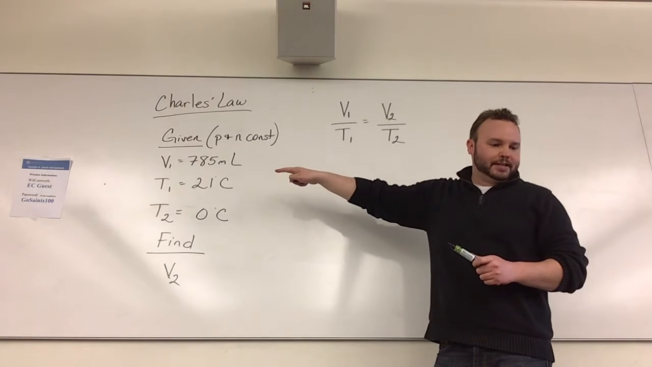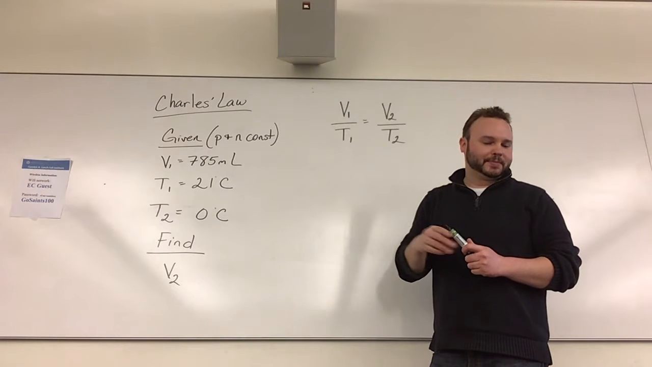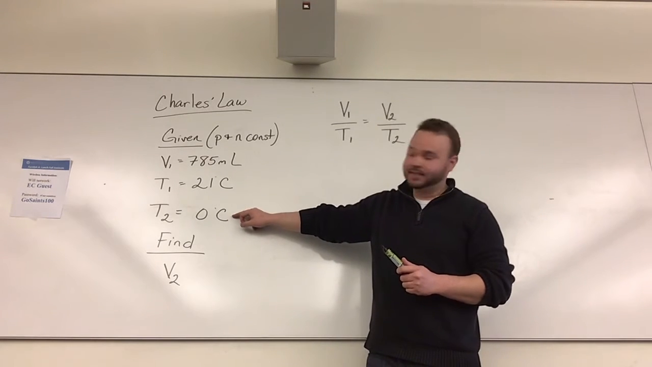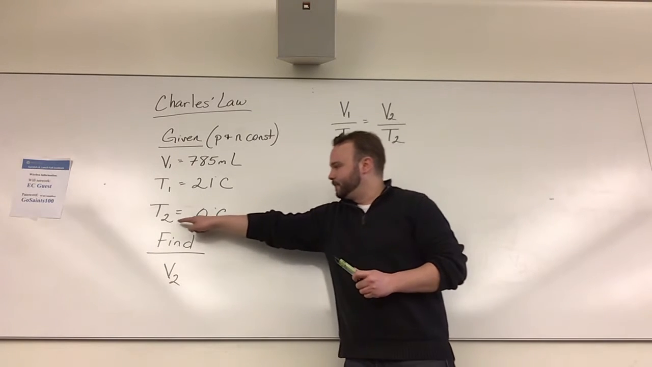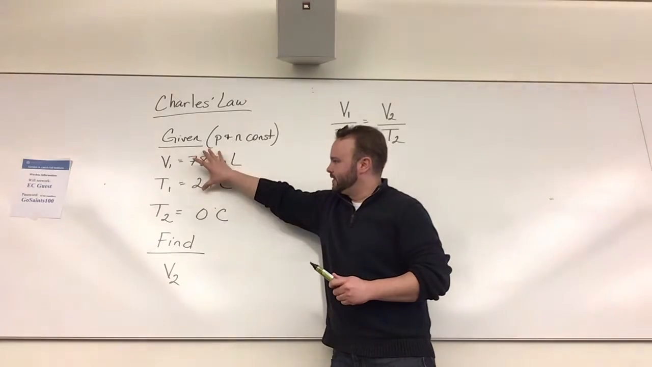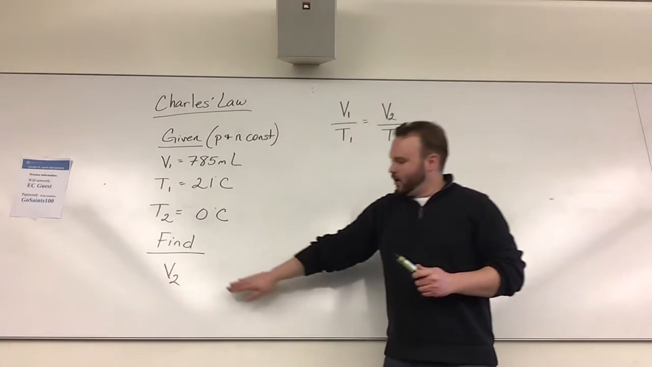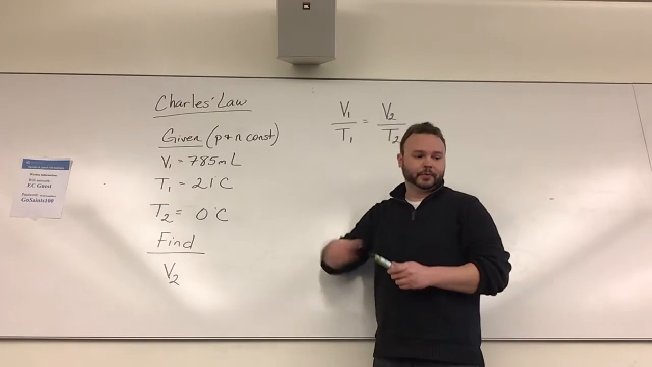It says, what is the new volume of the balloon at constant, I skipped a step. If the temperature of the balloon drops to 0, so T2 is 0 degrees Celsius. That's my second condition, right? So I've gone from this situation to now dropping the temperature. And it's asking me, what is the new volume of the balloon at this new cooler temperature, right?